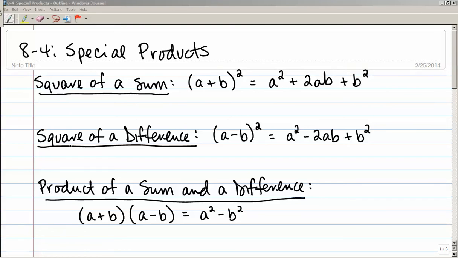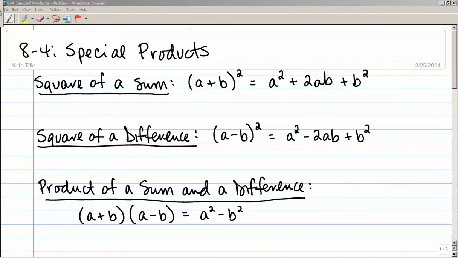Similarly with the square of a difference. Here I have a subtraction going on in the parentheses, a minus b, and that quantity is squared. Again, I could FOIL it, but if I memorize this shortcut, I just take a squared, in this case minus 2 times a times b, plus b squared, and it's a shortcut instead of going through all of the steps of FOIL.